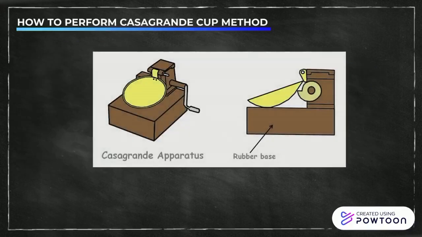A brass cup with a hard rubber base is used in this method, and the apparatus is called a mechanical liquid limit test device with a grooving tool. The brass cup elevates 1 cm from the base through crank revolution.